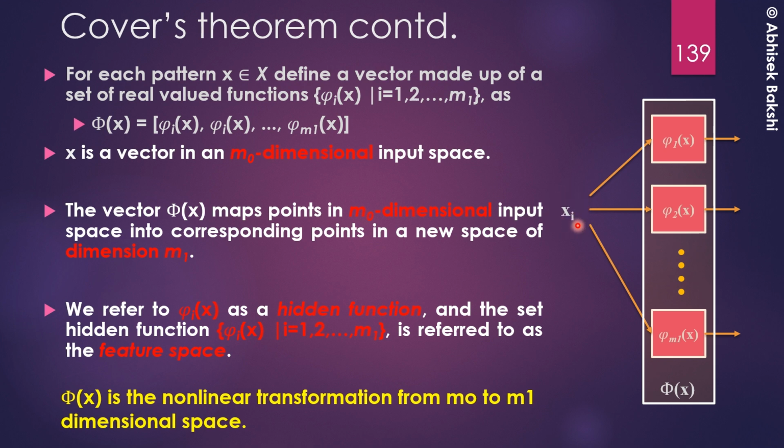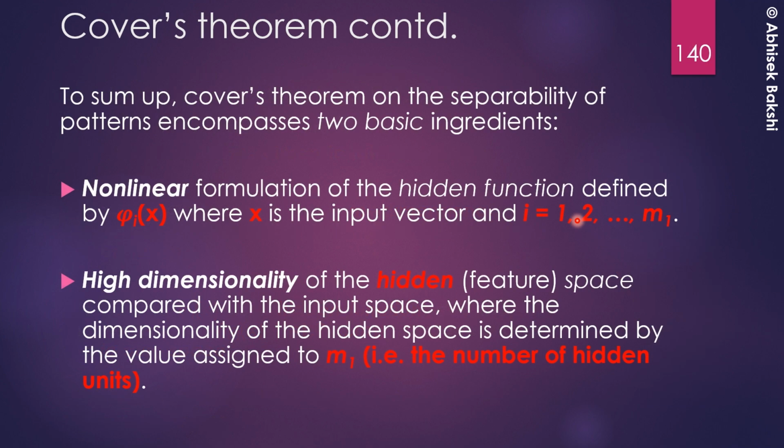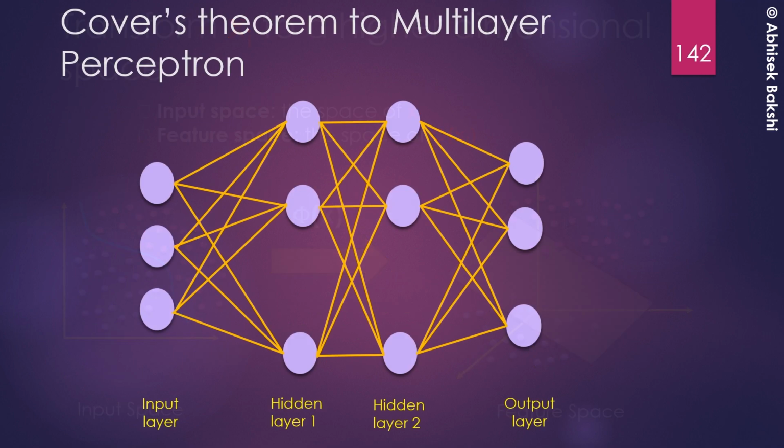Now, how can we implement Cover's theorem? The implementation is through what we have seen, the multi-layered perceptron. So why is it multi-layered? Because we have an input layer and an output layer, and in between the input and output layer we may have more than one layer. That's why it is called multi-layer. That is the only difference between single layer and multi-layer perceptron from the architecture point of view.